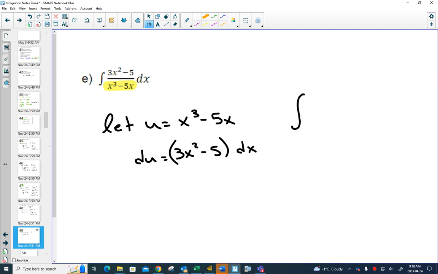So I go to my substitution, and the bottom of the fraction is getting replaced with u, and everything on the top is getting replaced with du, so I'm going to just write 1 on the top and put du afterwards.